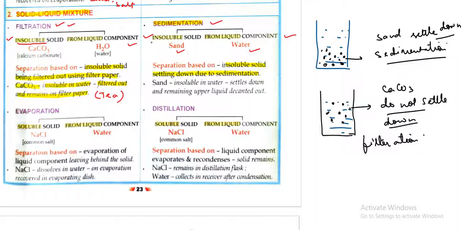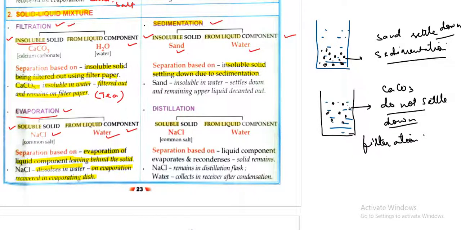Okay. Next method is evaporation. So what happens in evaporation? In evaporation we separate a soluble solid from the liquid component. That means if a soluble solid is dissolved in a liquid component, then we can separate it by using the method called evaporation. For example, you can take sodium chloride, that is common salt, and water. If sodium chloride is mixed with water, how to separate it? We will evaporate the water. So evaporation of the liquid component leaves behind the solid. NaCl dissolves in water.